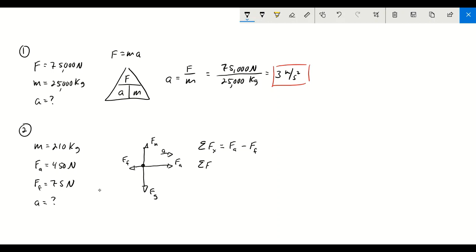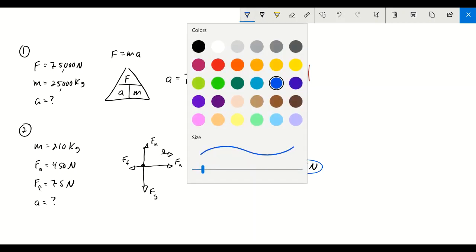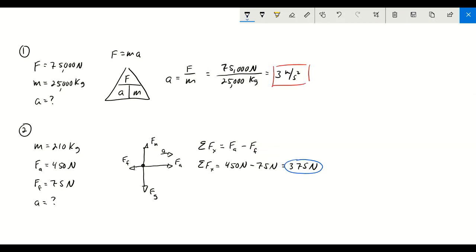So our net force on the x-axis will be the applied force, which is 450 newtons, minus our frictional force, which is 75 newtons. And this gives us 375 newtons. So this is what the net force is equal to, and that's what's responsible for accelerating the crate. So now I can use Newton's second law, A equals F over M, the same as we did in the first problem. You can use the triangle trick if you like.